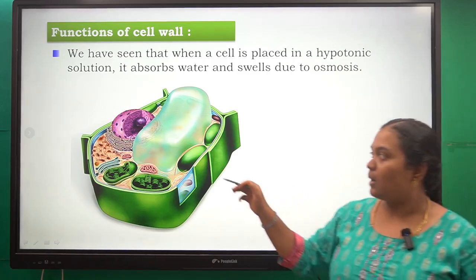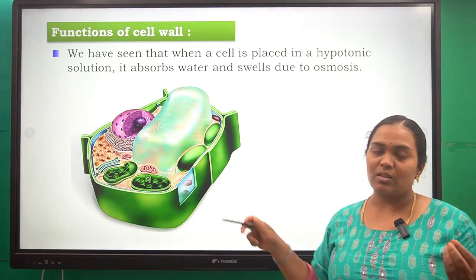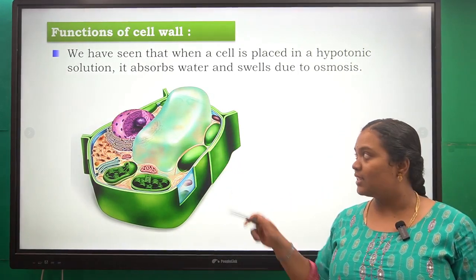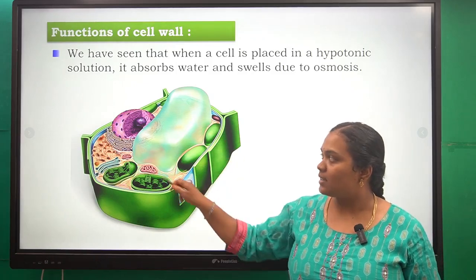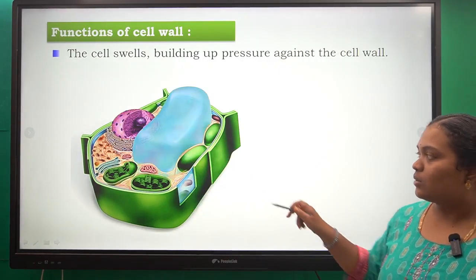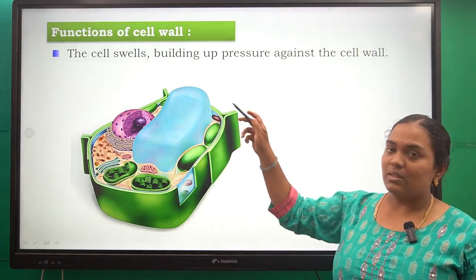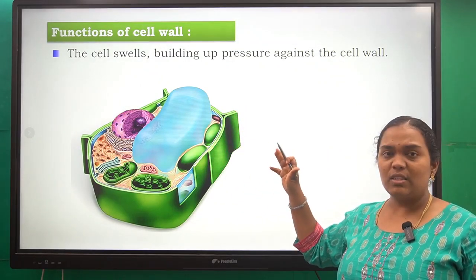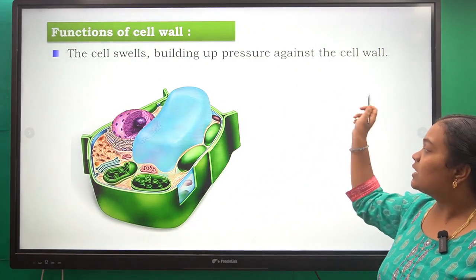You can see here, this is the vacuole which stores food particles or excretory particles in the cell, and these are the different types of cell organelles present in it. So water is entering, and the cell will swell. Once the cell swells, pressure builds up against the cell wall.